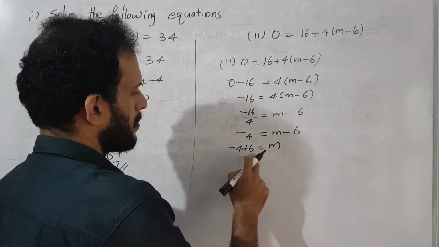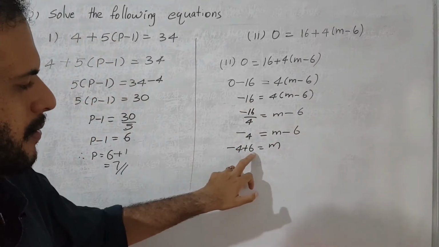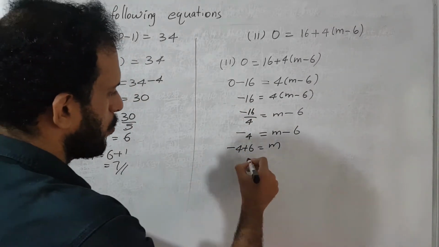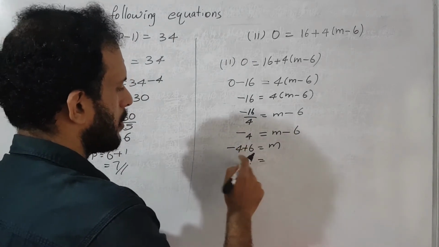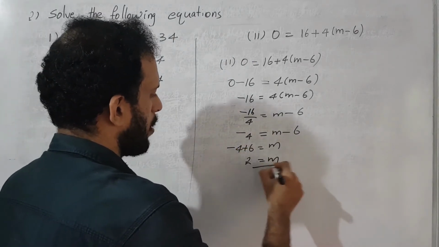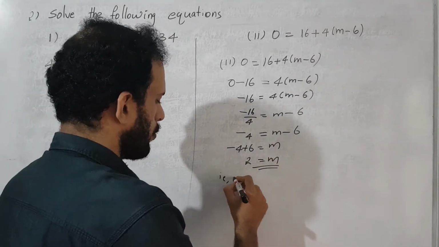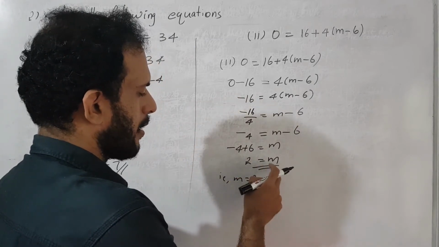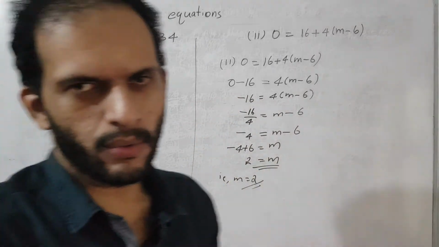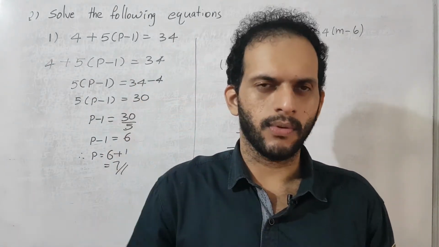Then what is minus 4 plus 6? Both are different signs, so we subtract the smaller from the bigger. 6 minus 4 is equal to 2. What is the sign of 2? The sign of 6. This is plus. So the answer is also plus. So what is the value of m? m is equal to 2. It is not necessary to write it like this. It is correct. Then m is equal to 2. Clear? I think you got the idea how to do this type of question.